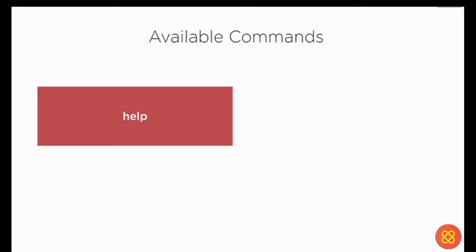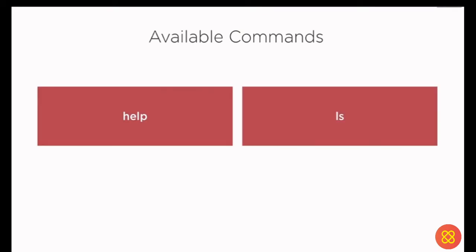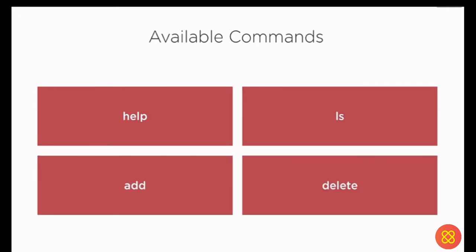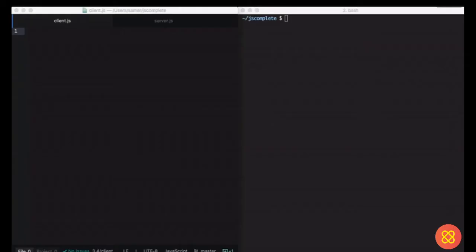We'll make it support 4 commands: help to display the list of commands, ls to list the current tasks, add to add a new task, and delete to delete a task. To get started, I created a client.js file and a server.js file. We'll need to require the event emitter in both of them.